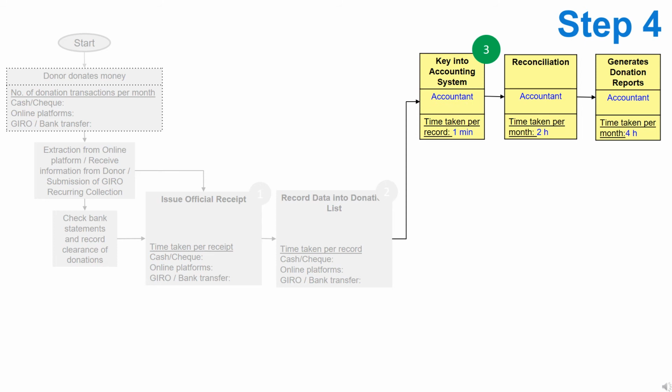Again, if your staff have to key in the transaction information to your accounting system manually, this would then become another data entry point. Put down a circle with the number as an indicator.